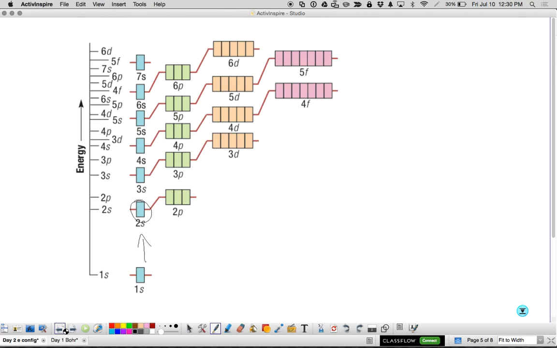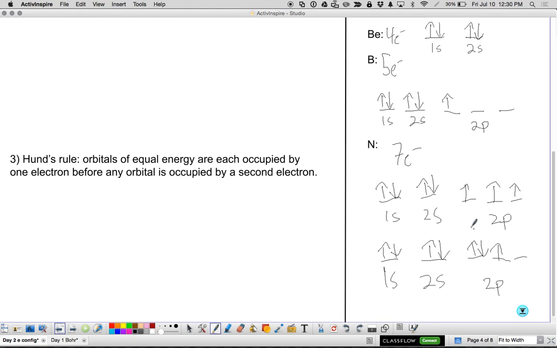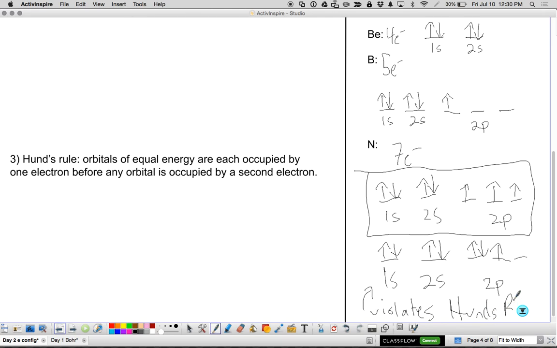Okay, so instead of putting 2 electrons in the same orbital, you put 1 electron in each of the orbitals, and then you go back and fill in. Okay, so this is correct. This violates Hund's rule. Okay? All right, so that's orbital notation. And I'll have you do some samples of that, and then we'll talk about electron configurations.